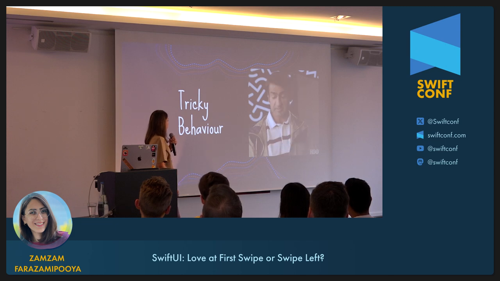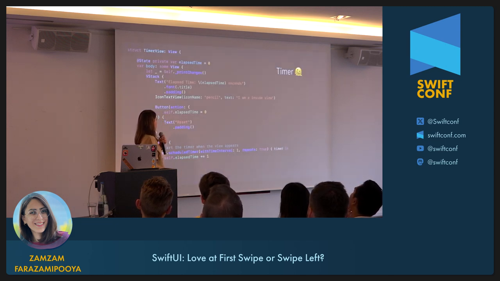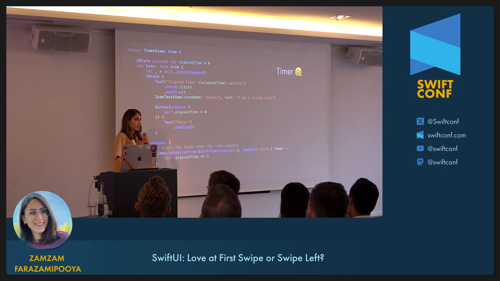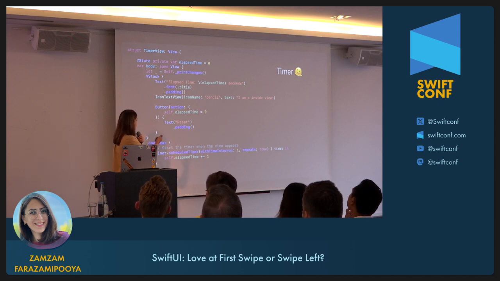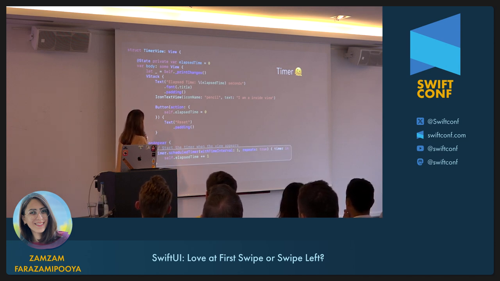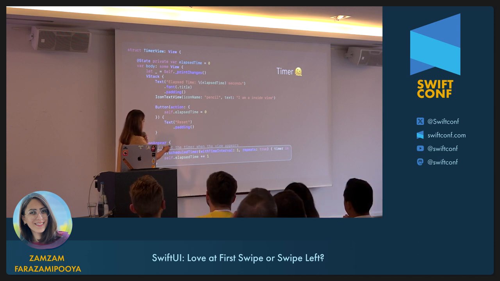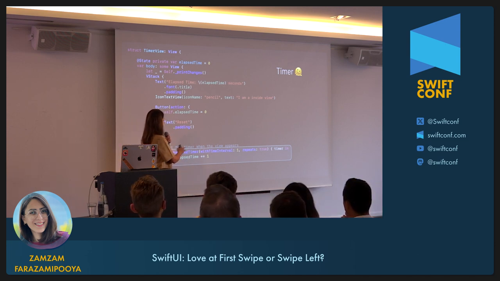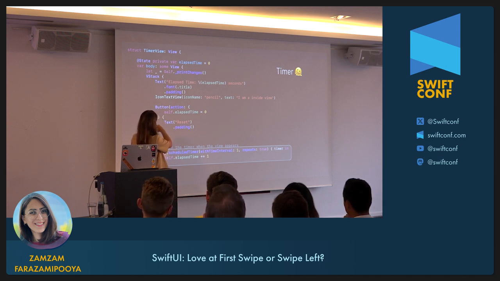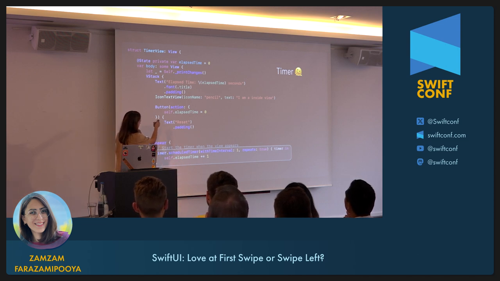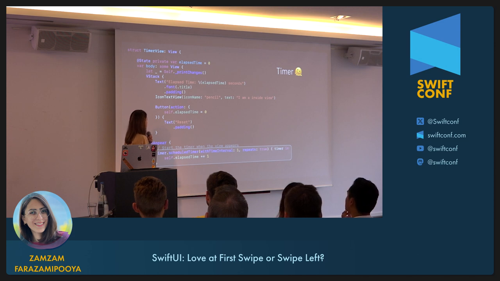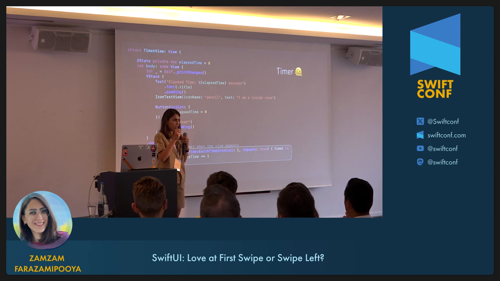So, tricky behavior. This is what I spent a good few days trying to figure out. I had a very basic timer. There is a timer that I want to run every second, and in that I'm just adding one to my variable, and I'm showing that here in the text. And then I have other subviews in my body as well. There was something weird going on with my view, and I saw that it was flickering, and I couldn't figure out what the issue was.